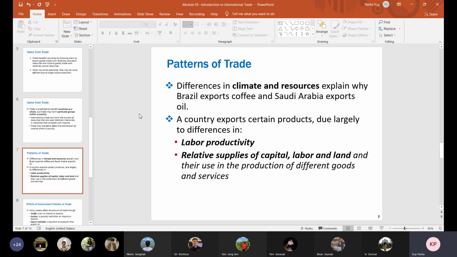Of course, the difference in climates and resources explains the different patterns. Do you think Saudi Arabia can export coffee? I don't think so, because their country is a sandy country, with a lot of sun and very hot, so it is not good for agricultural products. The climate and resources are not good for growing those things. But Saudi Arabia has very good resources in terms of oil. Because they're close to the sea, they can extract the oil and export it. That is the climate and resources concept. It is also one of the determinants of what kind of product you should produce.